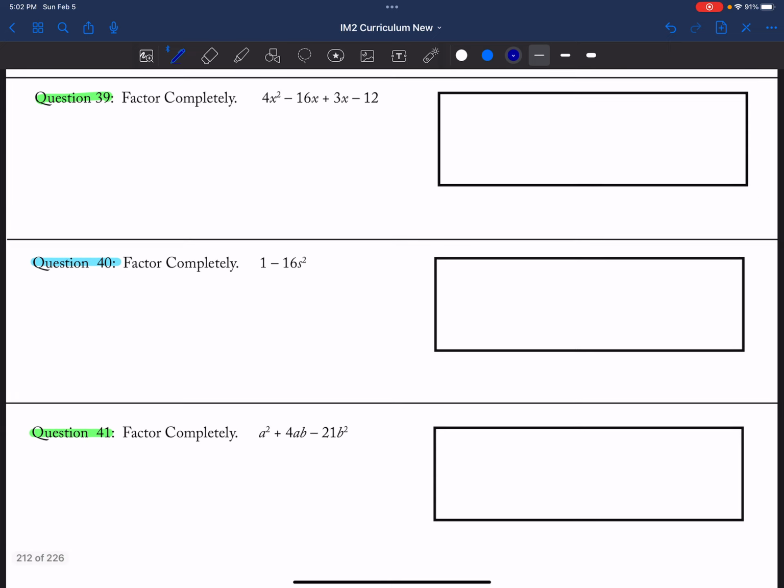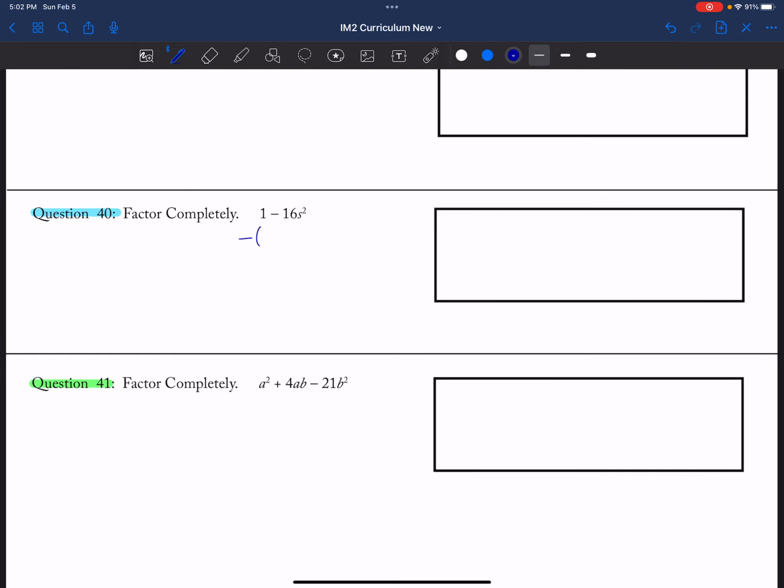Okay, 40. I'm going to go ahead and pull out a negative first. That's a 16s squared minus 1. So then that's a negative, and then a 4s minus 1 and a 4s plus 1, because there's a difference of squares.